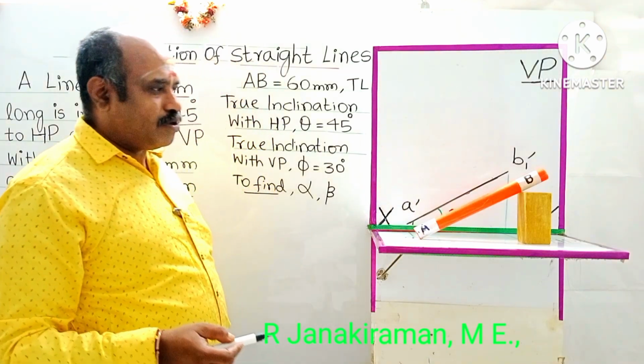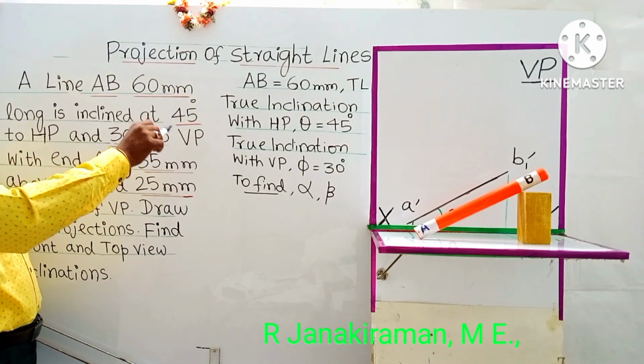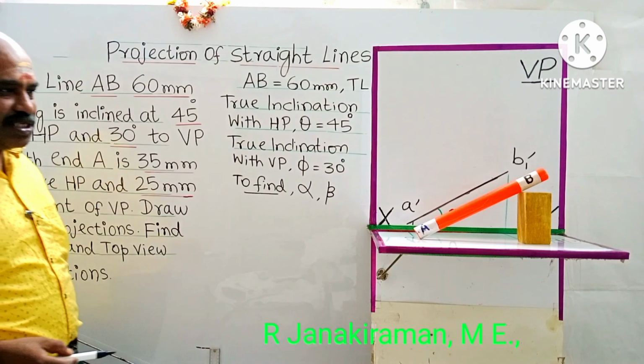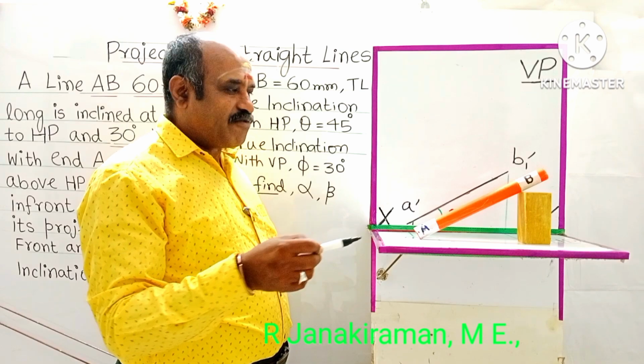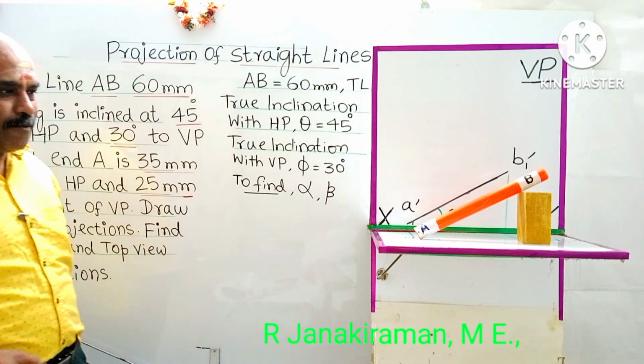So you have to look at the previous videos on projection of straight lines. This is the 5th video. You have to see the basic videos, the introduction video, what is inclined to HP, and what is inclined to VP. After seeing those videos, you can come to this 5th video so that you can understand easily.